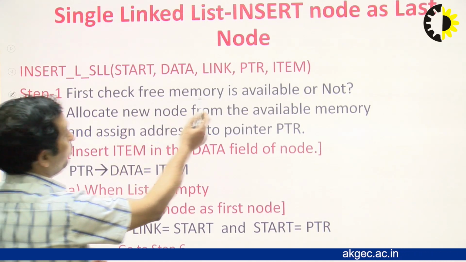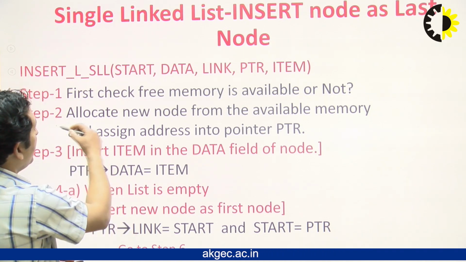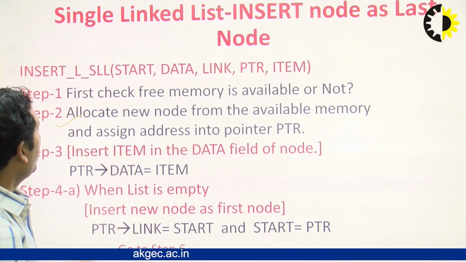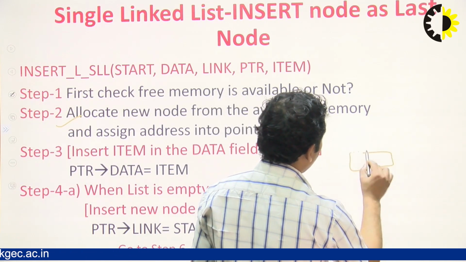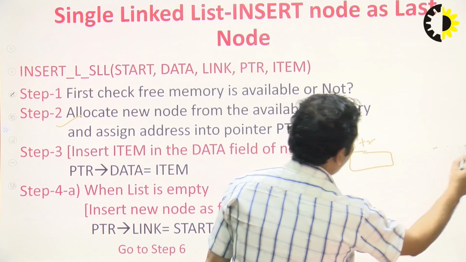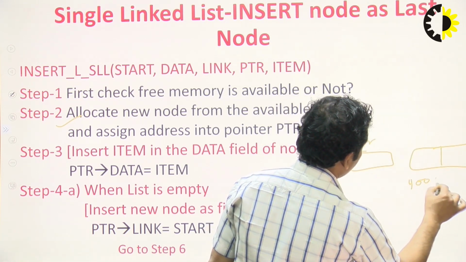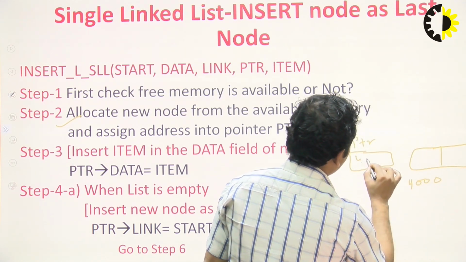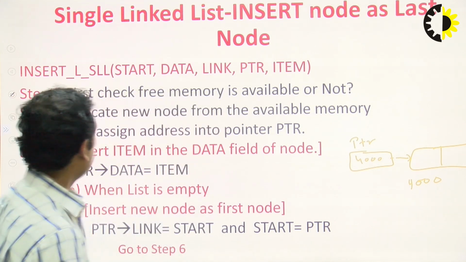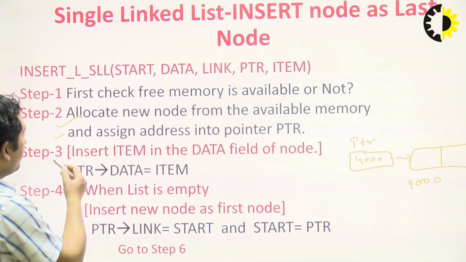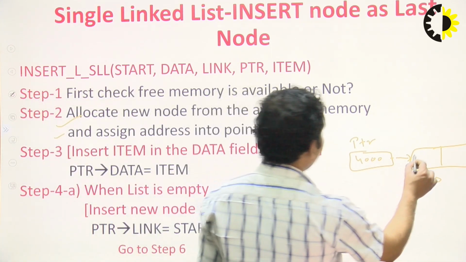So you can see with the help of this one. Insert: first check whether free memory is available or not, as before. If available, then allocate a new node from available memory and assign the address into the pointer PTR. In the same manner, this is the PTR, and we have created a new node having the address, let's say 4000. We assign 4000 here. Now step 3, insert item: in the PTR data part, we fill the item here.